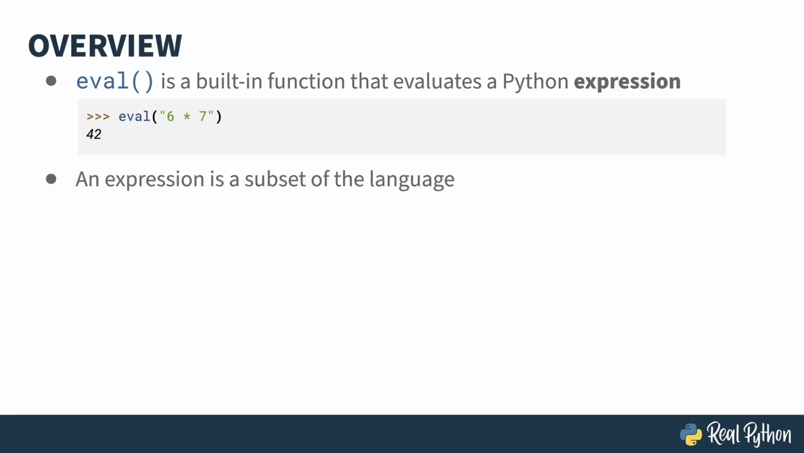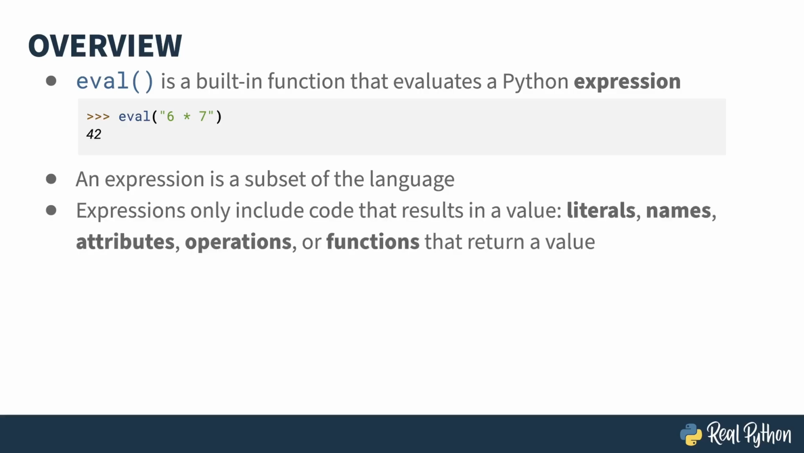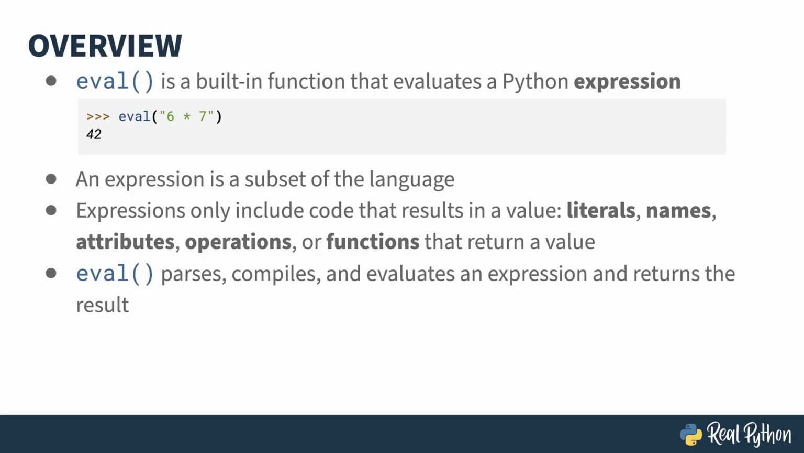Eval only takes expressions. Expressions are a subset of the Python language, so you can't do everything with it. Expressions only include code such as literals, names, attributes, operations, or functions. So literals like 6, names like a variable, attributes like attributes of a class, operations like 6 times 7 as I showed you above, or functions that return a value are also allowed. Eval takes the expression, parses it, compiles it, evaluates the result, and then returns whatever that result is.